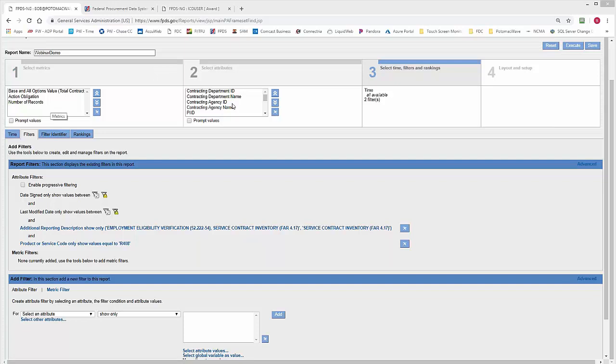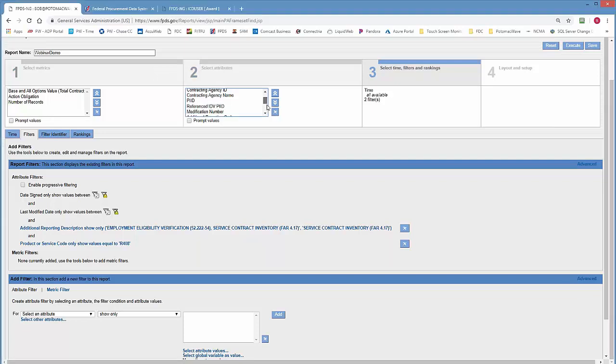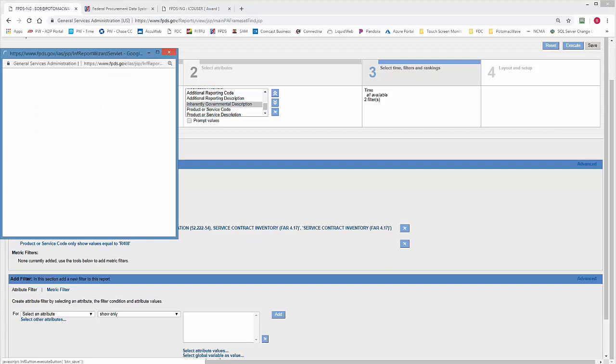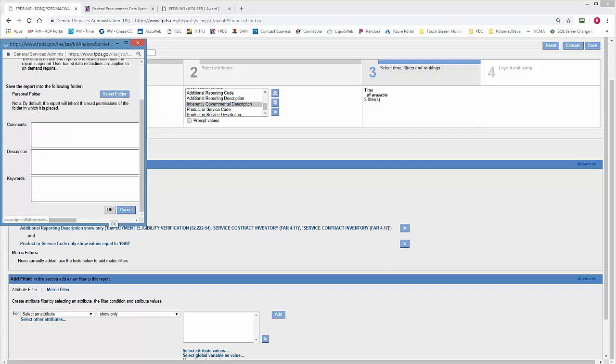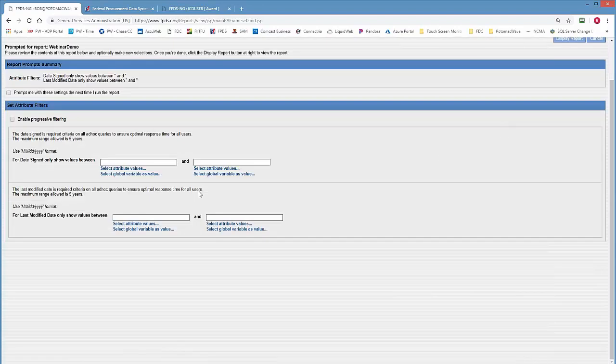So I got my numbers, I got a bunch of attributes: contracting department, PID, what's the additional reporting, is it part of the service contract inventory, is the contract performing an IGF? Not IGF, are they reporting, they never should perform IGF, are they doing critical, closely associated with. Save. And execute. We'll start with FY18. Go to FY19. Deploy.